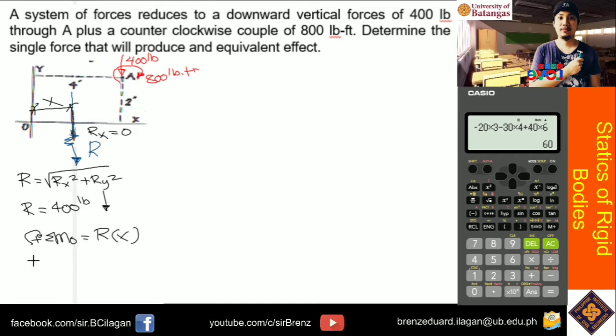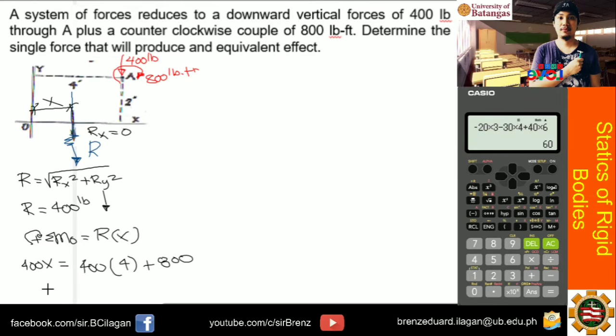And then, that R is equals to 400 pounds. So, 400 multiplied by x is equals sa moment ng mga individual forces. So, unahin natin yung 400. Since nakapag-produce siya ng clockwise moment, so positive 400 times 4. And then itong 800 pound-feet mo, i-consider mo rin. No need to multiply it by the perpendicular distance since ito is in the units of moment na rin. So, gawin mo na lang since clockwise din yan, so plus 800. Okay? So, what will be the value of your x?